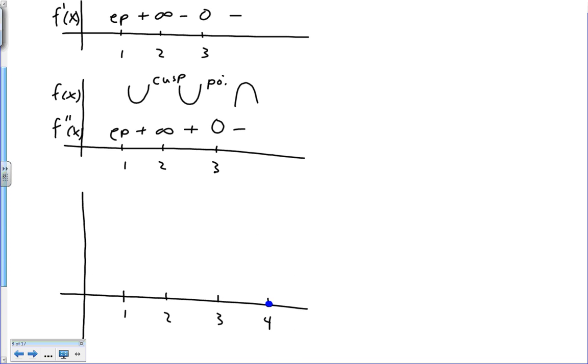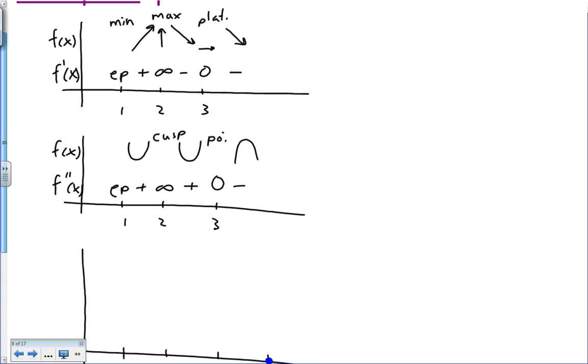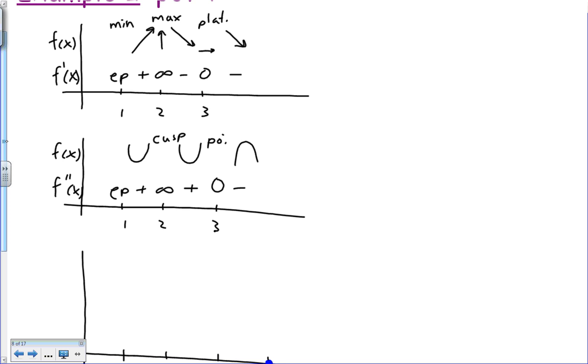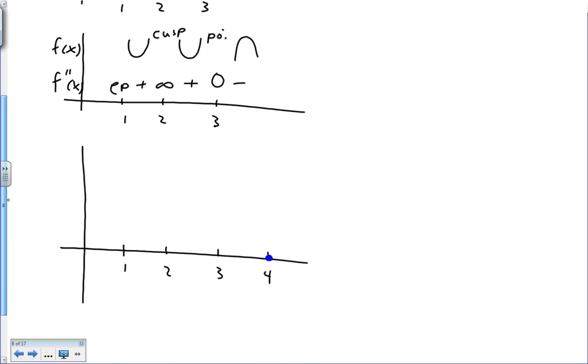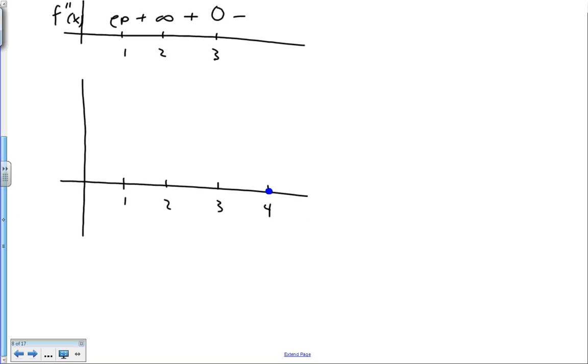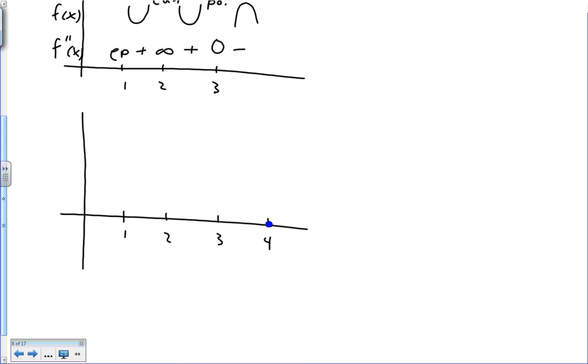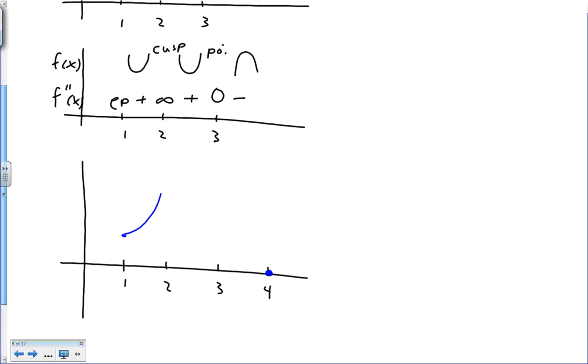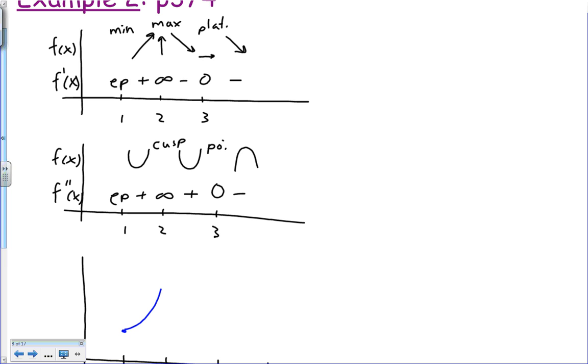All right, so my function starts out at an endpoint at 1 and increases. I can see that from my first derivative. It increases and it's concave up. Now once I know that it's increasing and concave up, that basically gives me only one shape that I can sketch here. I don't know exactly where this thing starts, but I'm going to just pick a point for it to start. I've got to be concave up and increasing from 1 to 2. And then at 2, I hit a maximum. My slope becomes vertical there.